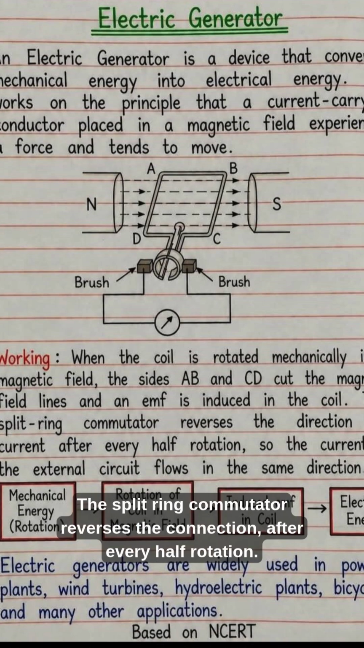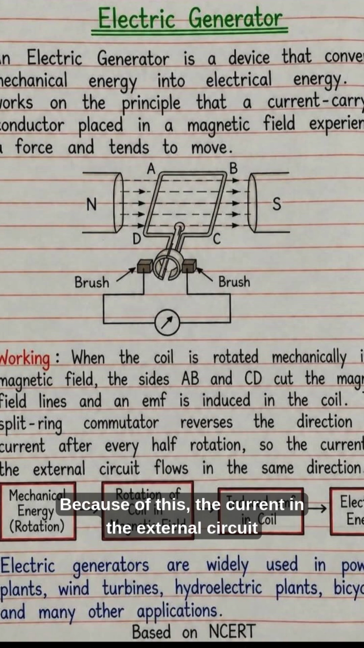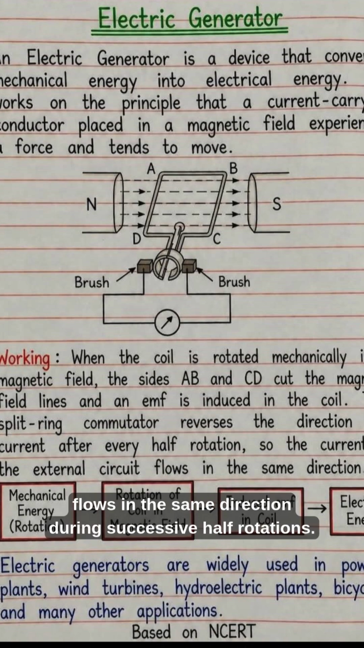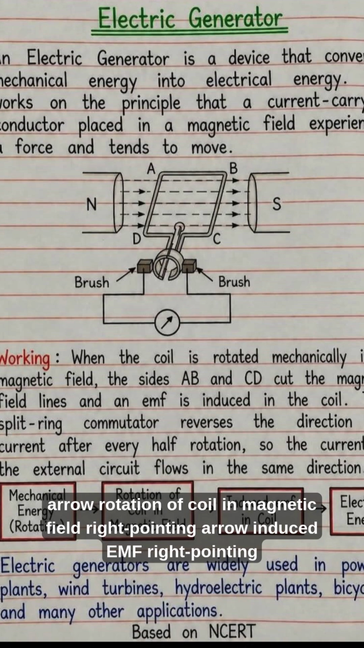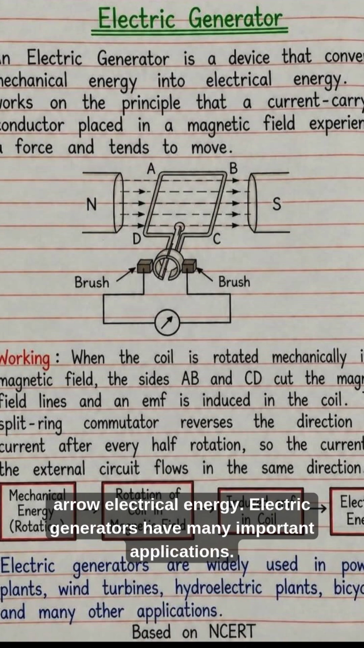The split ring commutator reverses the connection after every half rotation. Because of this, the current in the external circuit flows in the same direction during successive half rotations. Therefore, mechanical rotation is converted into electrical energy. The energy conversion can be remembered as: mechanical energy → rotation of coil in magnetic field → induced EMF → electrical energy.